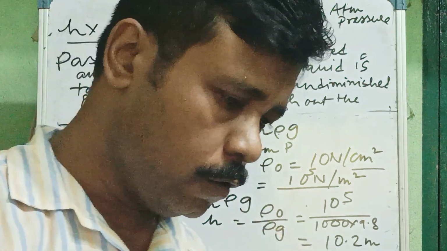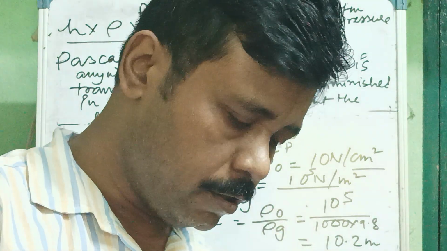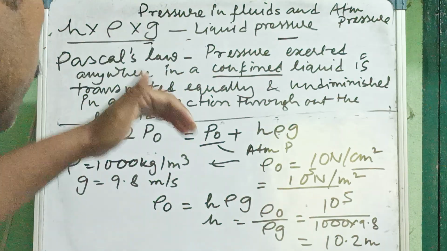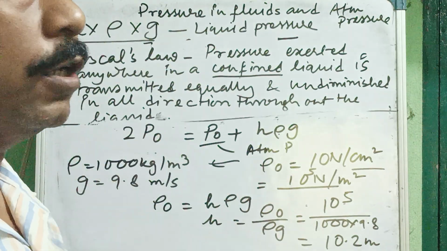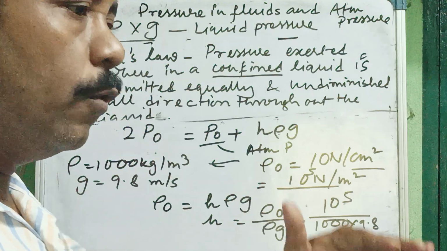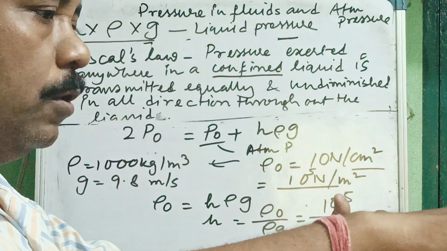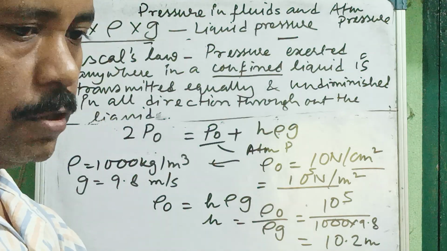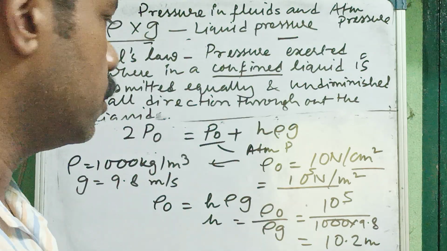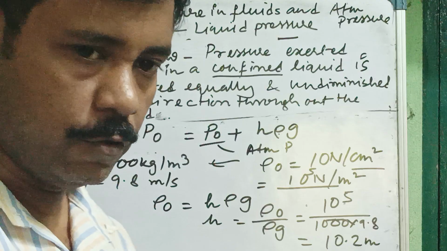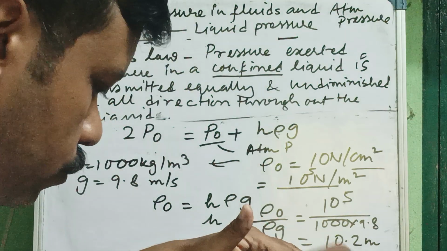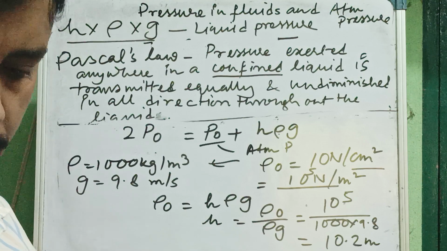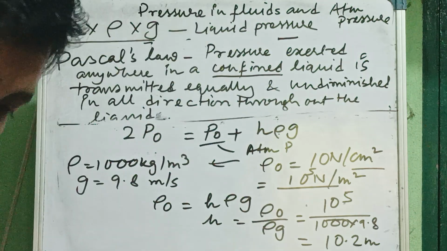So at the surface, atmospheric pressure is P0. If it is below the surface, that is inside the liquid, the pressure is two times. That means when we go to a height of 10.2 meter below the surface of the water, then the pressure is two times P0. Okay, clear?